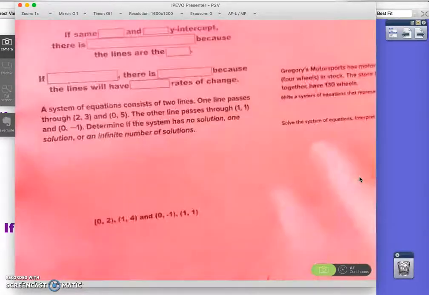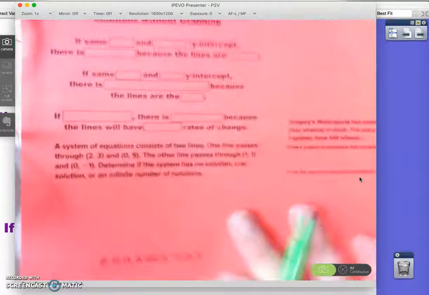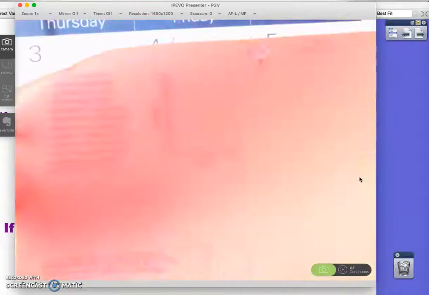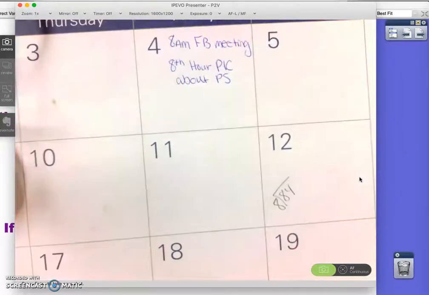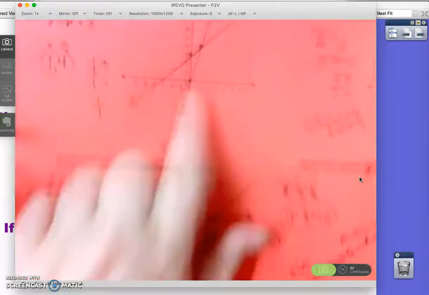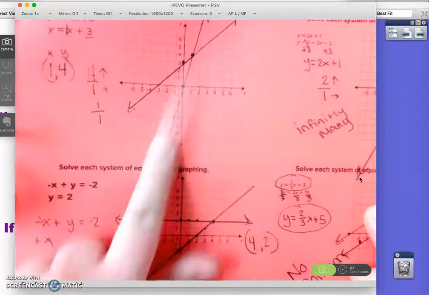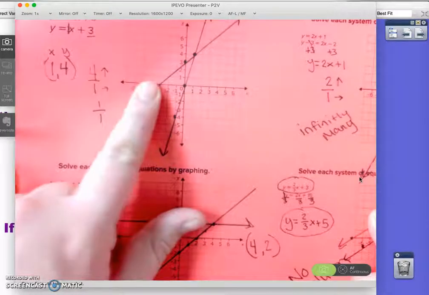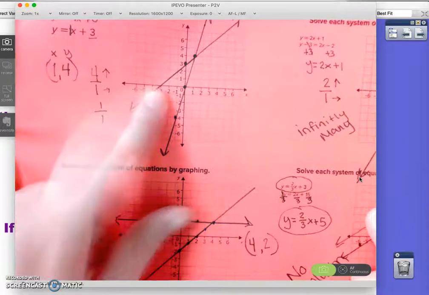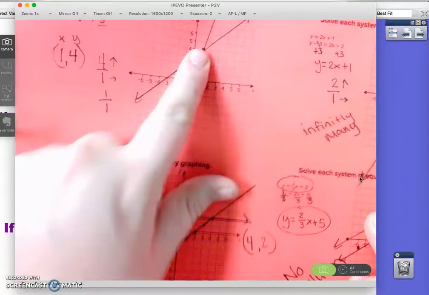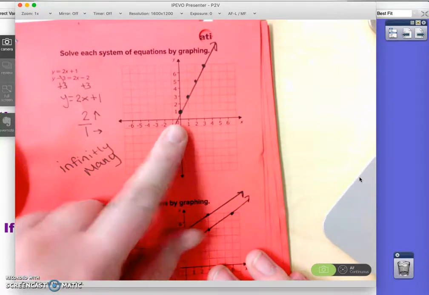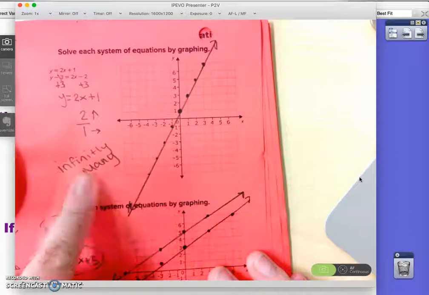Just quickly, if I go back one page, graphing on our old one. If you look, if they have different slopes, like this line had a different slope and this one a different slope, they're only going to meet at one point. If they have the same slope and the same y-intercept, it means it's going to be the same line, so it's going to be infinitely many.